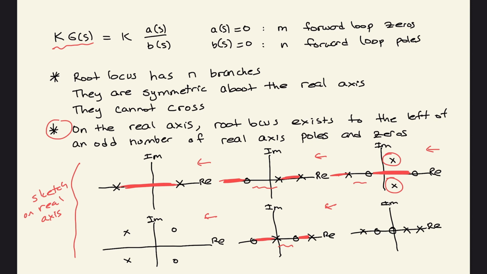Fifth example, starting from here, root locus exists between here and there, skipping the second gap, root locus exists here, there is no other gap. And finally, root locus exists from here, skip here, here, and mark here. So these red locations are the ones where the root locus exists on the real axis.